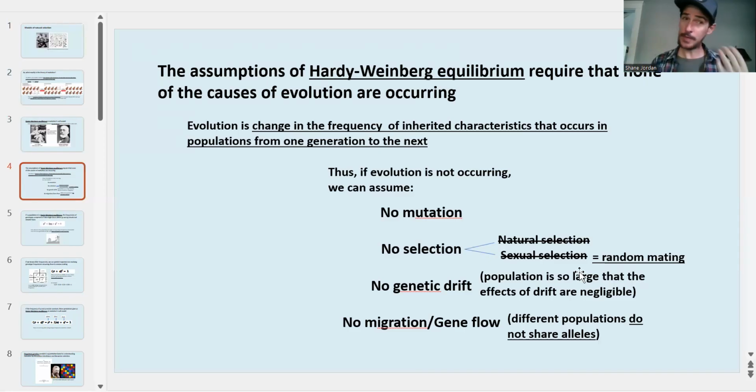We're saying if there's no evolution, probably there's no genetic drift, or that population sizes are so large that the effects of drift are pretty much negligible. And we're saying that there is really no migration or gene flow. Different populations aren't sharing alleles. And so an important assumption of Hardy-Weinberg equilibrium, if we're going to use it as a model to test whether or not evolution is occurring, is to assume that all of the factors causing evolution to occur are not operating.